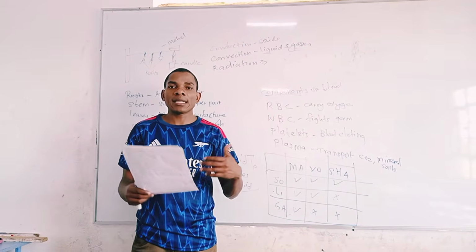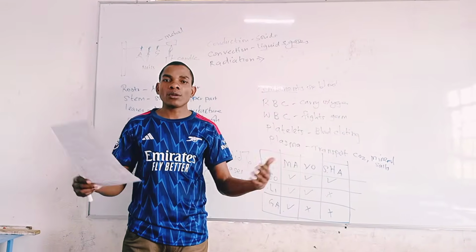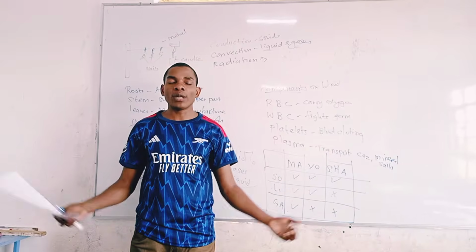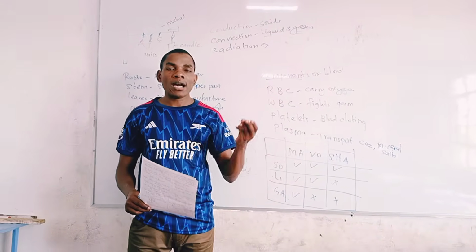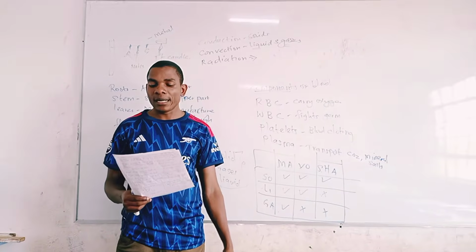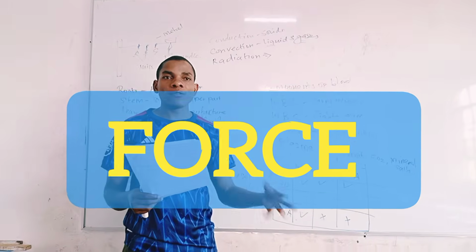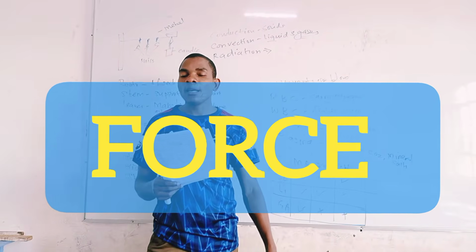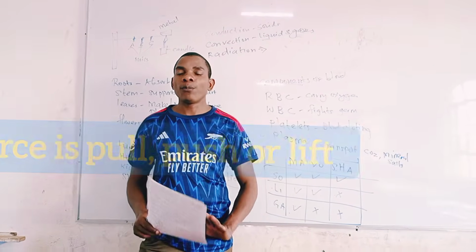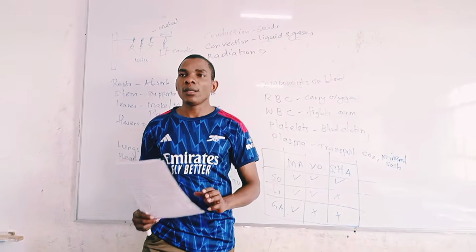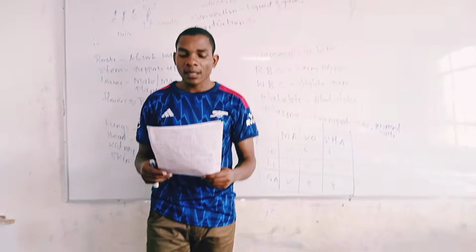Here, sound. Sound is energy. You can hear me because of sound. You can see me because of light. Kama hii room haina light, basi huwezi niona. So light is another form of energy. We have water, we have wind, and among others. Another question can come from force. What is force? Force is the pull, push, or lift of an object. Push, pull, lift of an object is called force.